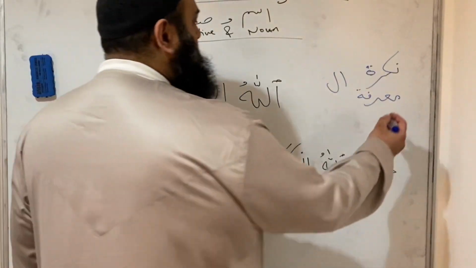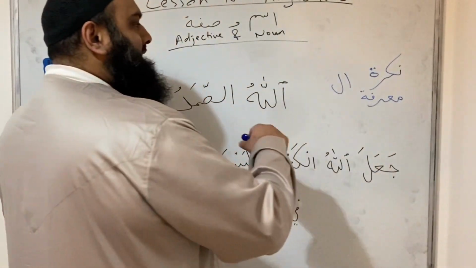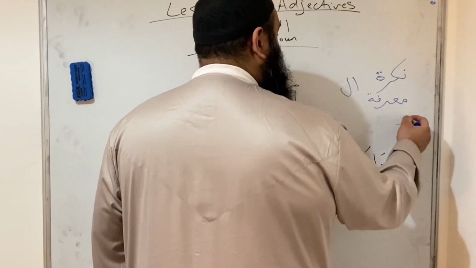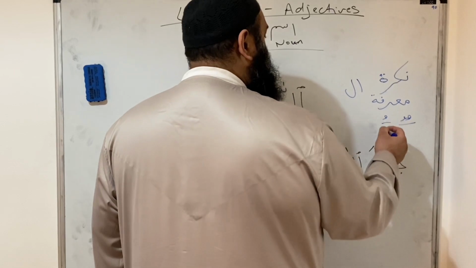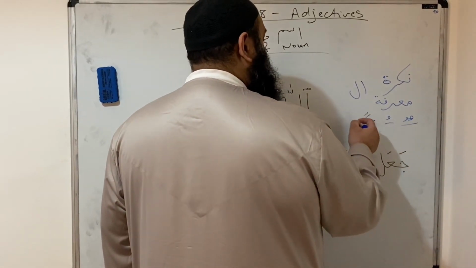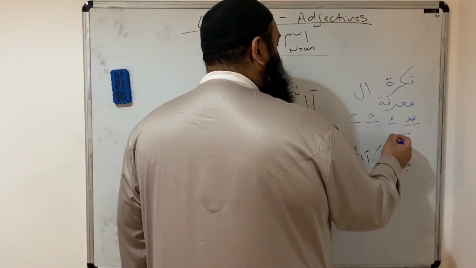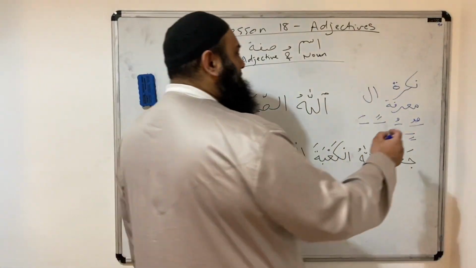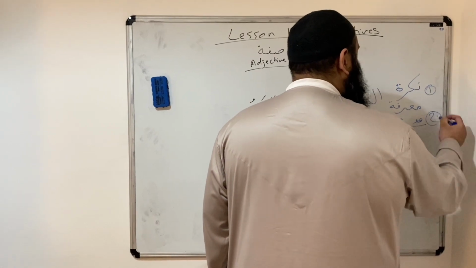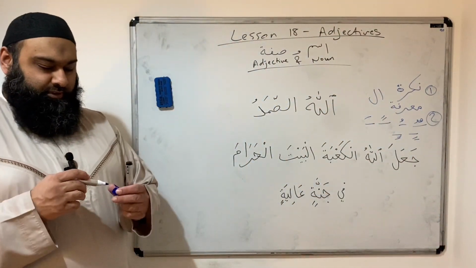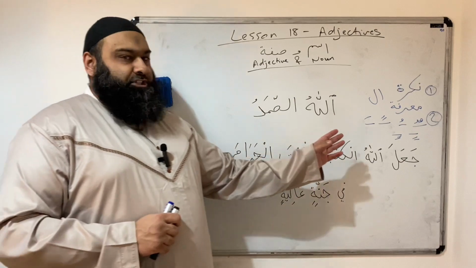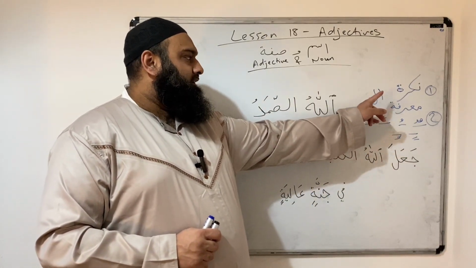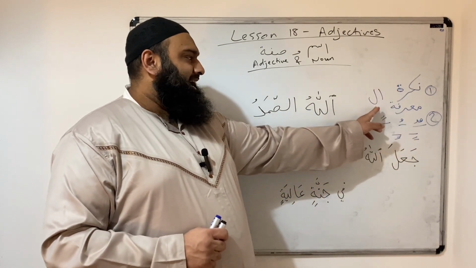The second thing you need to look at is what haraka the noun is taking. Is it taking a dhammatain or a dhamma? A fathatain or a fatha? A kasratain or a kasra? These two considerations need to be looked at before we can understand how noun and adjective work in grammar. Generally speaking, the adjective will always take the same ma'rifa or nakira case as the noun.